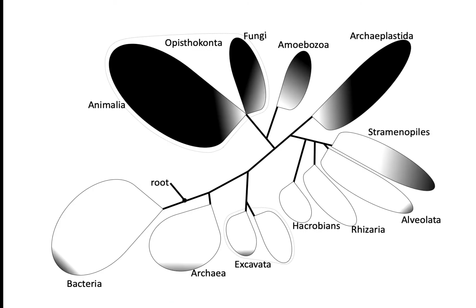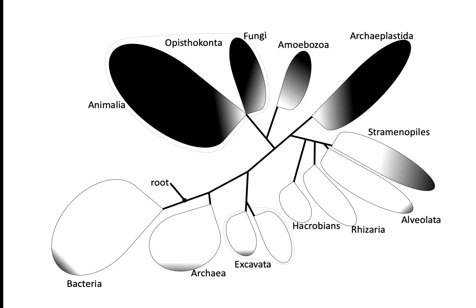This is a phylogram showing all known cellular groups, including bacteria, archaea, excavata, microbians, rhizaria, alveolata, stramenopiles, archaeplastida or plants, amoebozoa, and the opisthokonta, which has the fungi and the animals within it. All of the lighter areas, the white areas, indicate the proportion of unicellular representatives within that group, and all the dark areas indicate the multicellular organisms within each of the groups.